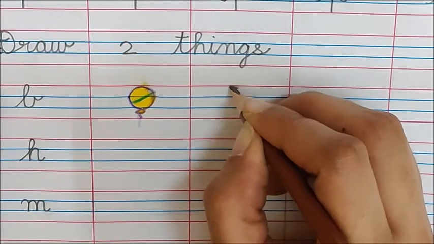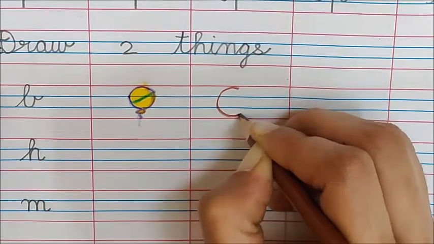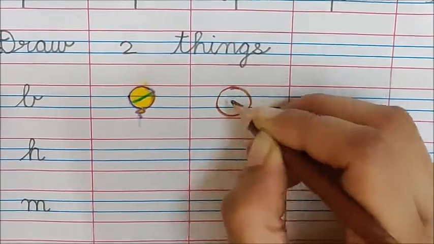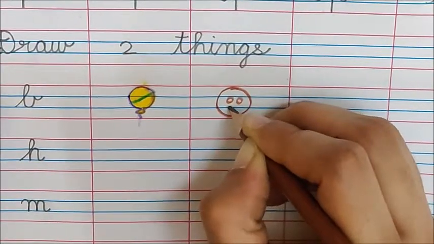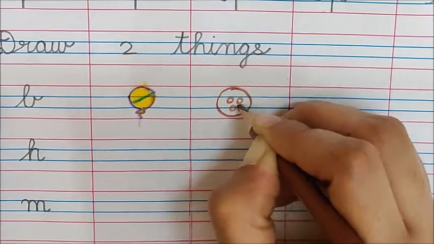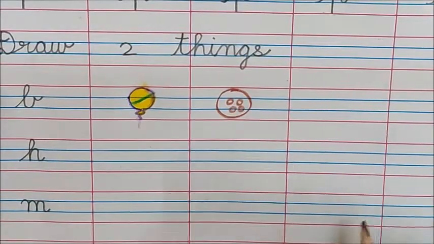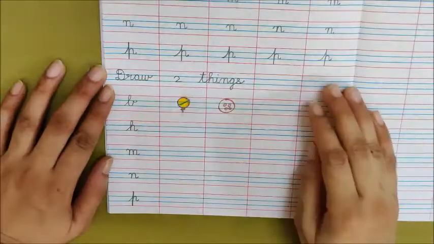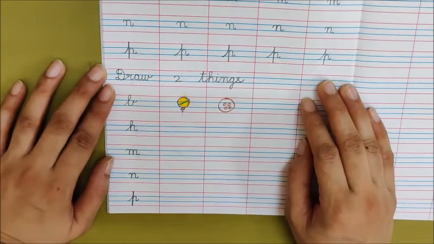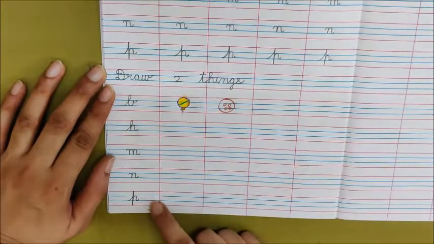So here I am drawing a button. And these are the holes of the button. Button. Okay, children? Balloon, button. Like this, children, you will draw two pictures for all the letters.